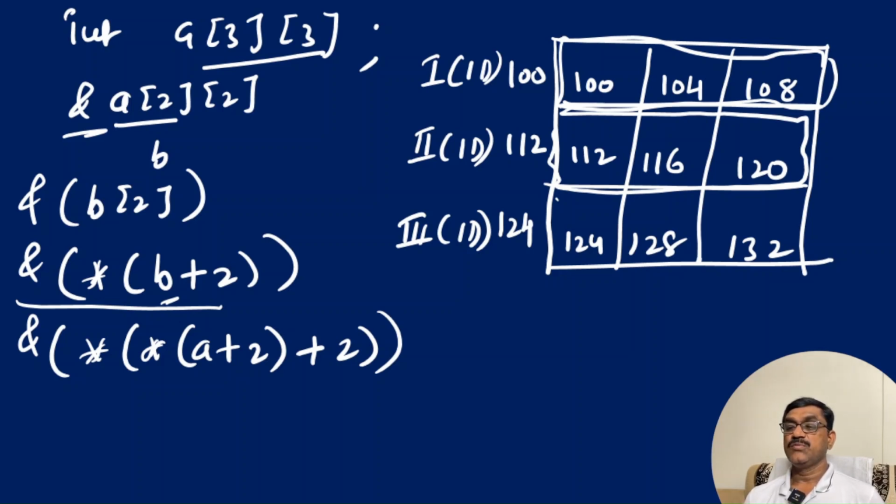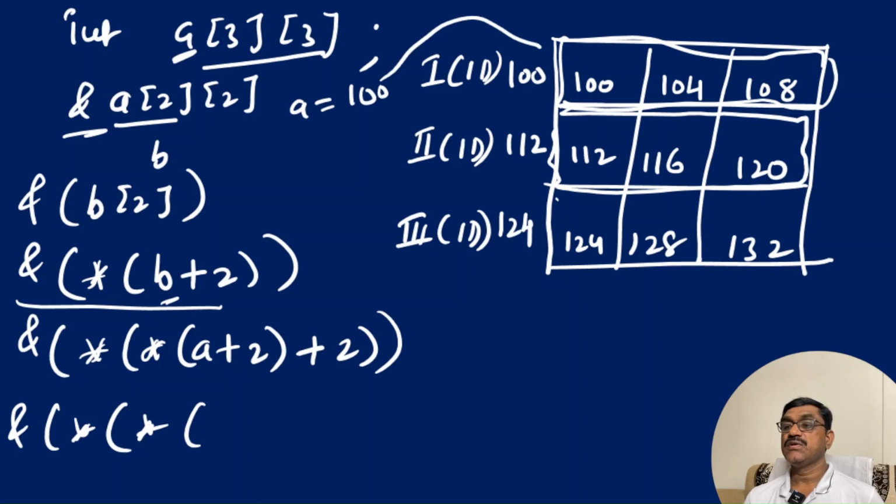A[2] again is written as *(A+2). After this, let us write again &*(*(A+2)+2). What is the value of A here? Now A represents the name of the two-dimensional array. The name of the two-dimensional array A is 100, meaning it is pointing to this. Here 100 is not the address of the first element. The array name A, 100, represents the address of the first whole one-dimensional array. So it is 100 plus 2, and here plus 2.